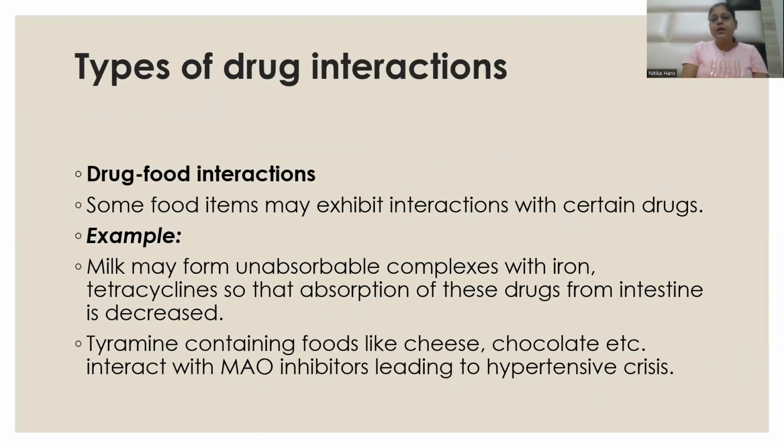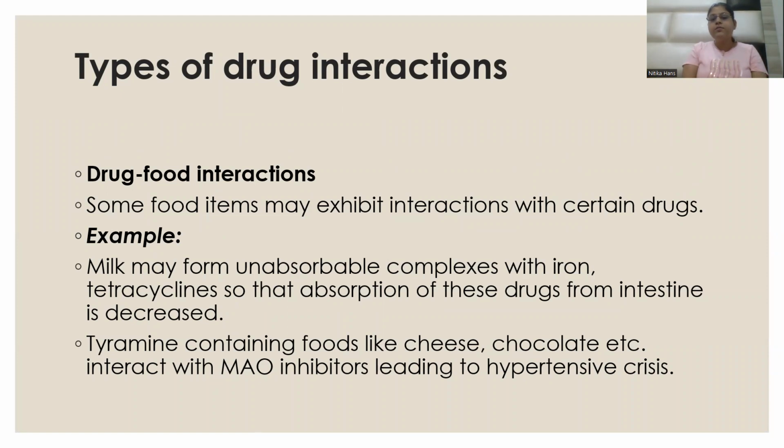Now, drug-food interactions. Some food items may exhibit interactions with certain drugs, like milk. It forms a chelating complex. The calcium ions in the milk form unabsorbable chelating complexes with iron and tetracyclines, so that absorption of these drugs from the intestine is decreased. It means iron and tetracycline absorption will decrease in the intestine.